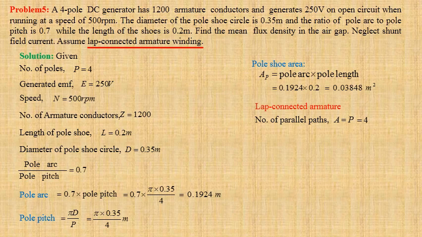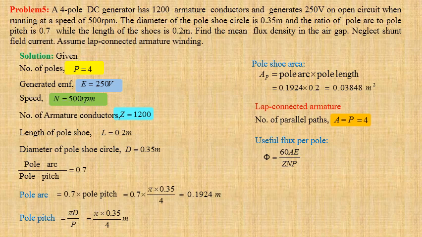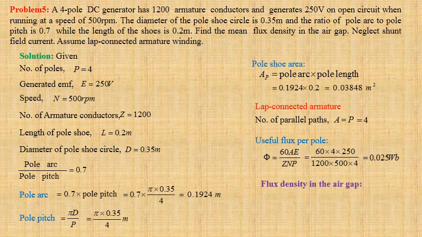For a lap connected armature, number of parallel paths A equals P equals 4 for this machine. Expression for induced EMF: E equals ϕZNP divided by 60A. Therefore, expression for useful flux per pole ϕ equals 60AE divided by ZNP. Using values, we get 60 into 4 into 250 divided by 1200 into 500 into 4. That gives us 0.025 Weber.